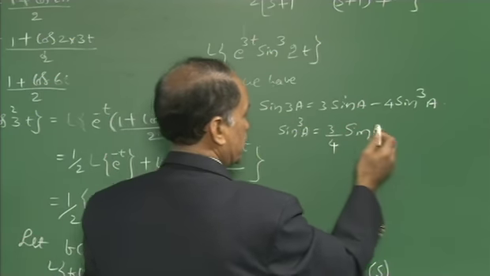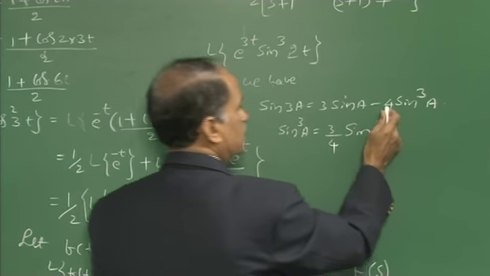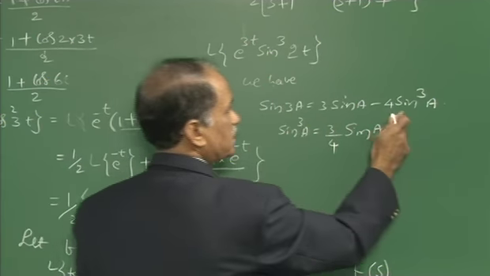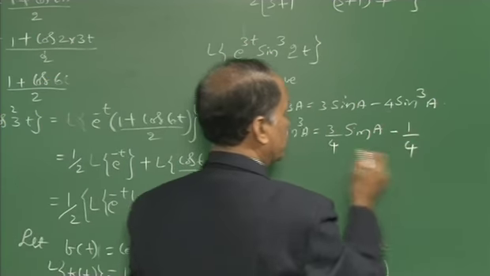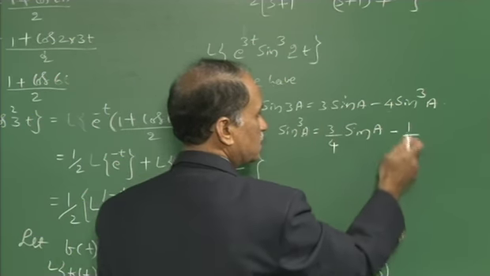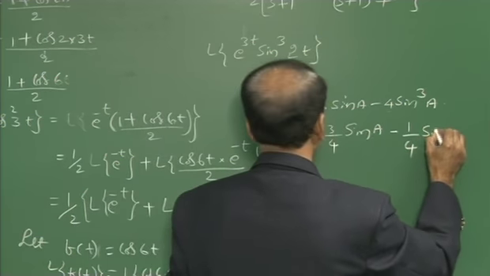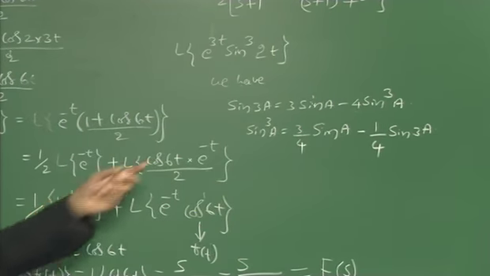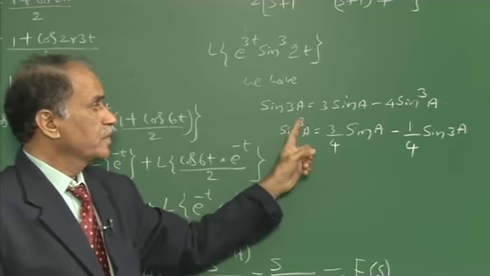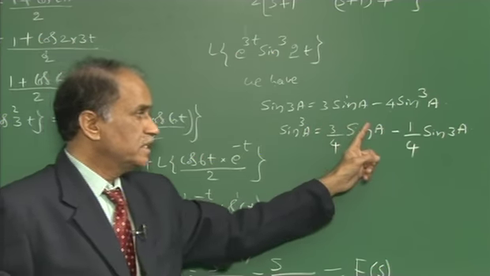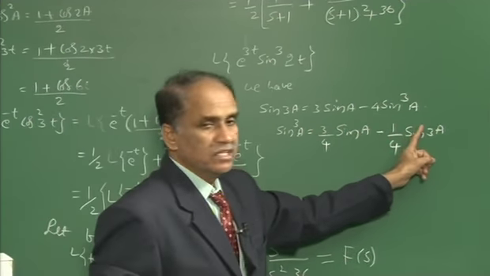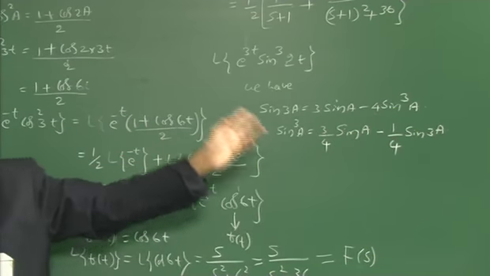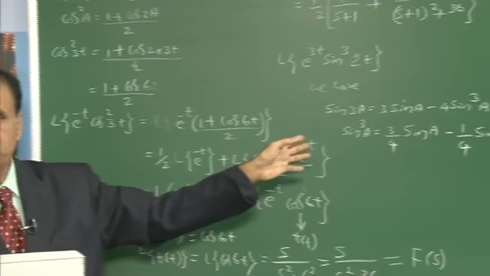Therefore 3 by 4 sine a minus 1 by 4 sine 3a. Here 3 is there, so 3 by 4, here 1 is there, so 1 by 4, and then sine of 3a. You can easily make out sine cube on the left side, sine to the power degree 1 and sine to the power degree 1, but the angle is a in the first term and the angle is 3a in the second term. That is no problem.